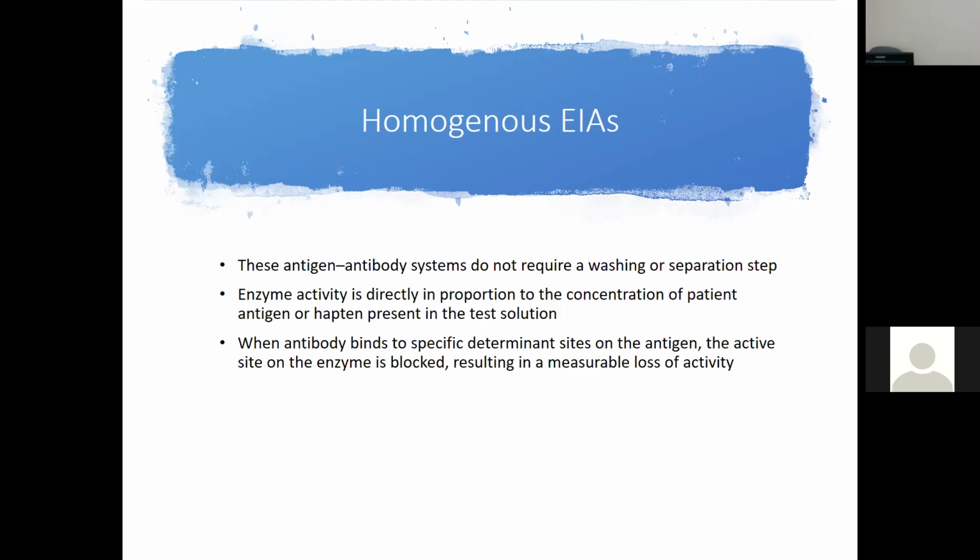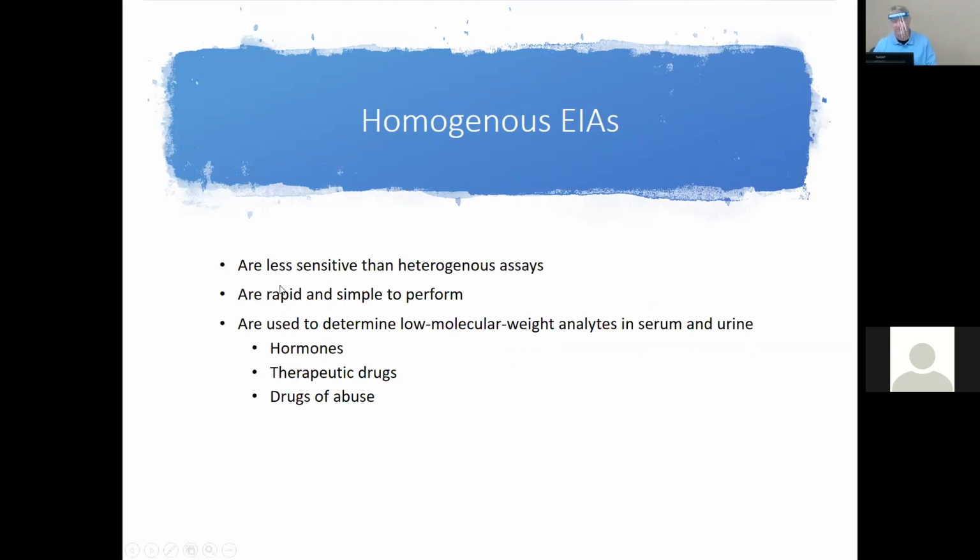Nothing changed there. When the antibody binds to a specific determinant site on the antigen, the active site on the enzyme is blocked, resulting in a measurable loss of activity. Okay, so once the first binding happens, there can't be any second binding going on. They're less sensitive, but they're rapid and simple to use. So they are used to determine low molecular weight analytes in the serum or urine, meaning hormones, therapeutic drugs, drugs of abuse.